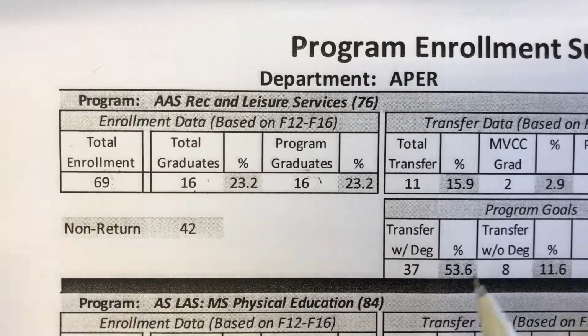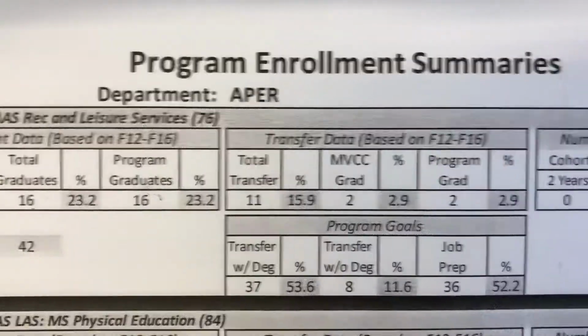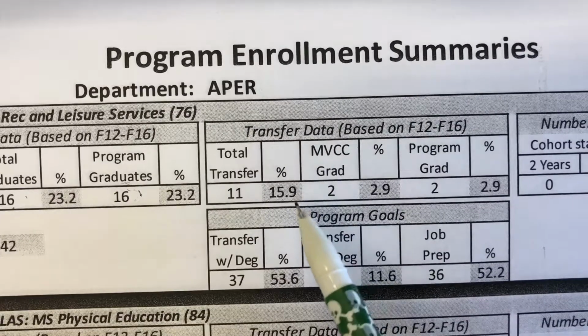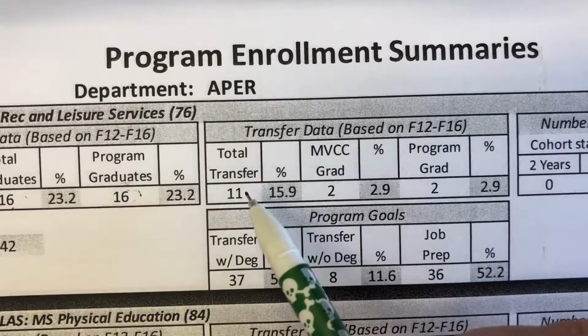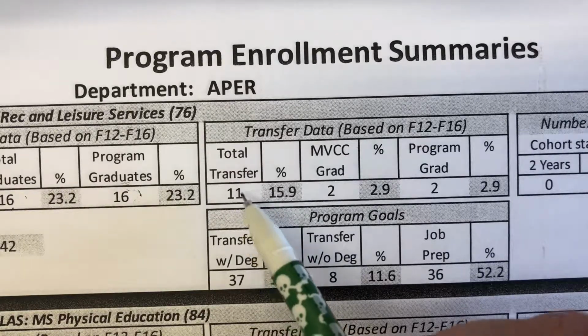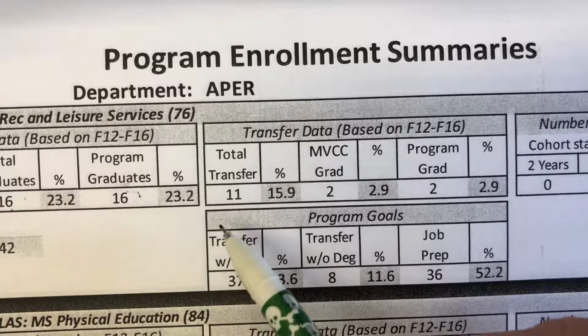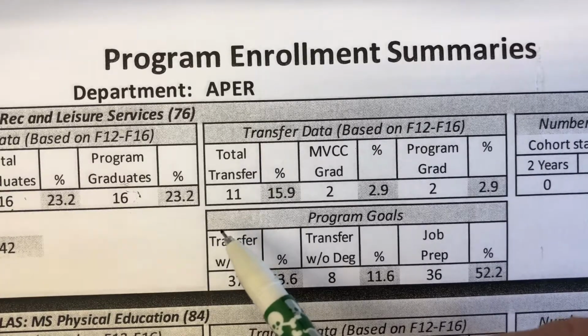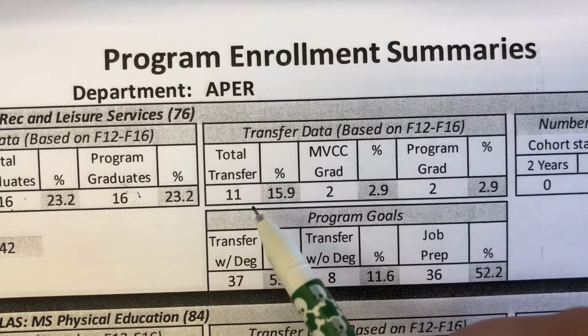So it's just a snapshot and there's no way to pull out just a snapshot from the data that I had access to. So when we look at transfer data, what this means is during that period of time, fall 12 to fall 16, 11 students who were at one point enrolled in Rec and Leisure Services and had an M number here also showed up in another institution that reports to the IPEDS database.